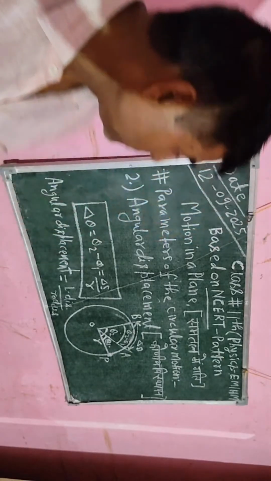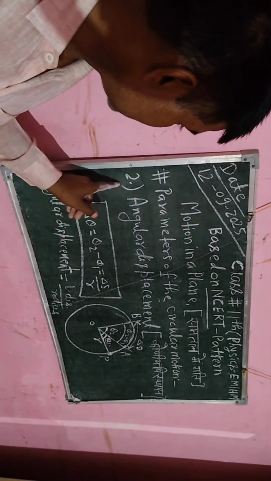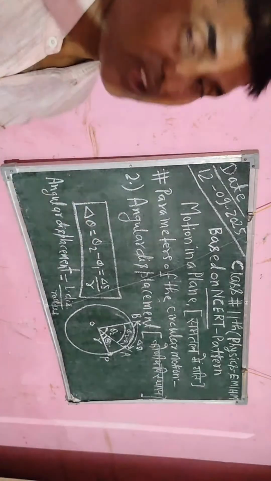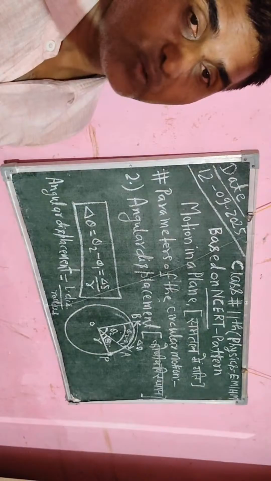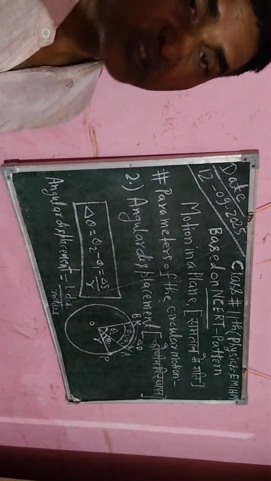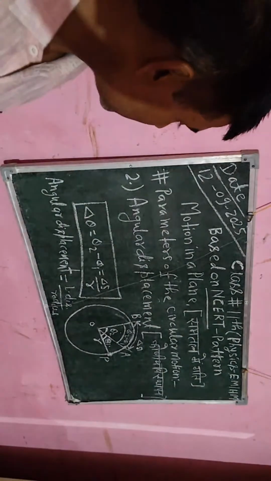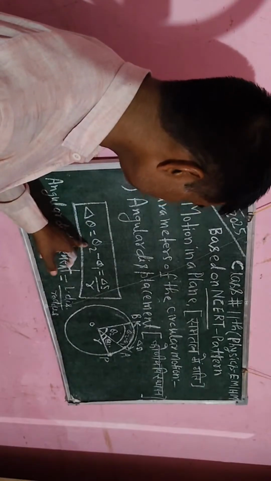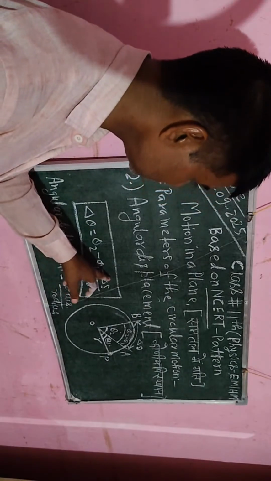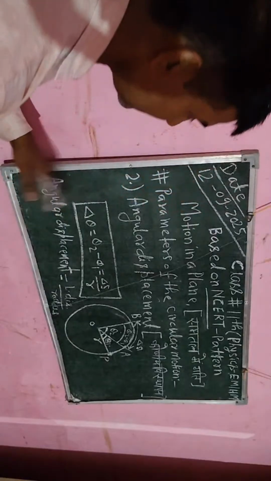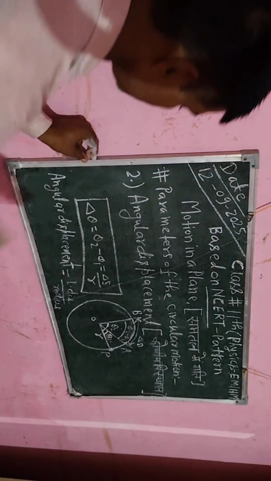Okay students, so this is the second parameter, that is the angular displacement. After it I will explain about the angular velocity. That is also important because some questions can be asked on that topic. Okay, so you have to remember this one: delta theta which is equal to theta 2 minus theta 1, which is equal to delta s divided by r. Now I will erase it and after erasing I will explain that point.